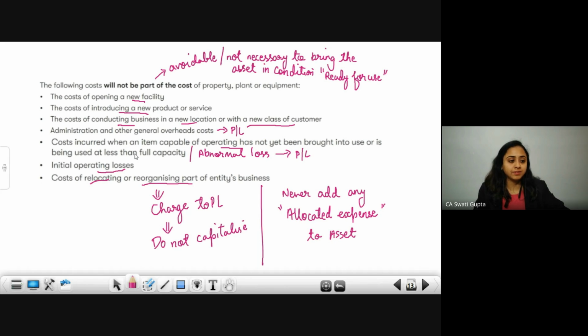Is it clear? Okay. The entire concept is running around an asset that is being used for business purpose. Any asset that is being used for business purpose is classified as PPE and we have to apply IAS 16. So we are trying to read IAS 16 and understand what are the items that will be added, what are the items that will not be added to the cost of the asset. And if you're not adding to the asset, but you have to record it somewhere, you'll simply charge it to the PL account directly.